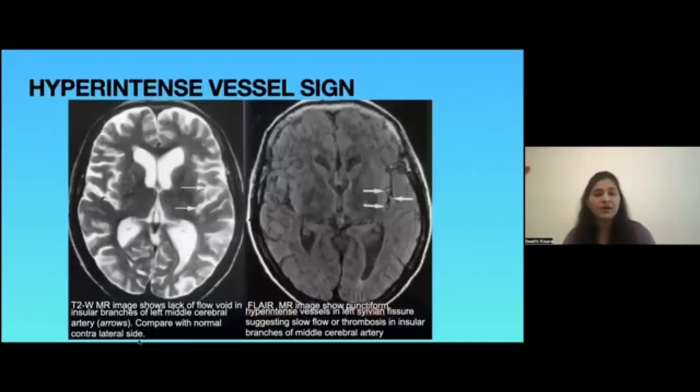This is the axial T2 weighted MR image showing the hyperintense vessel sign. The normal vessels will show a flow void here on the right side, whereas in acute stroke, the T2 weighted images show lack of that flow void. And this is the corresponding FLAIR MR image showing punctiform hyperintense vessels in the left sylvian fissure, suggesting slow flow or thrombus in insular branches of the middle cerebral artery. So this is the hyperintense vessel sign.